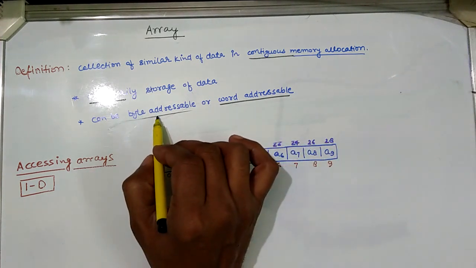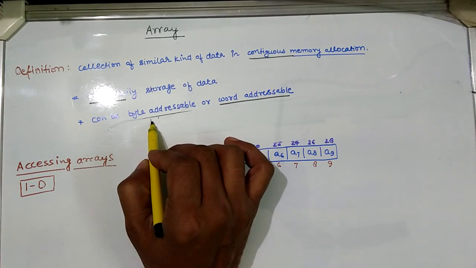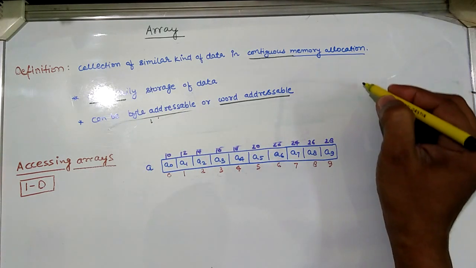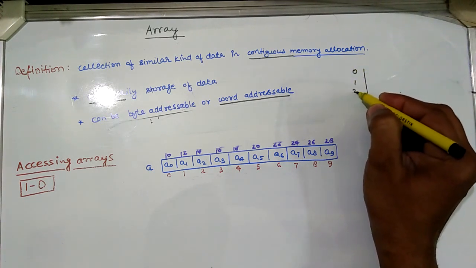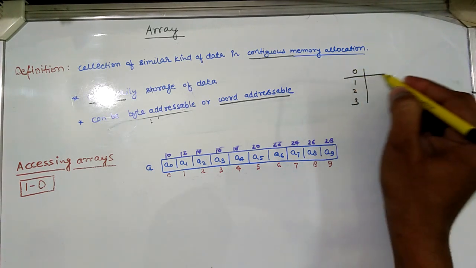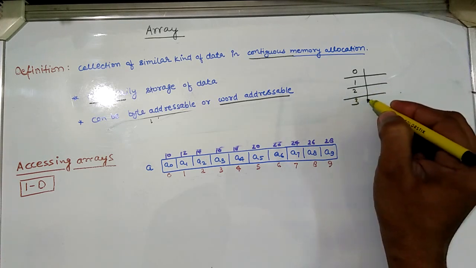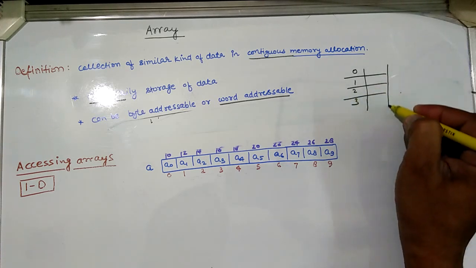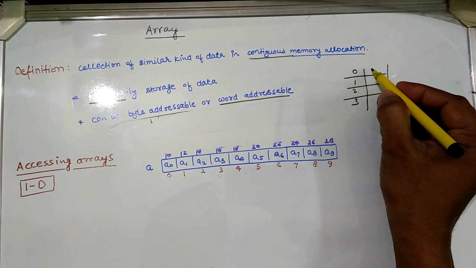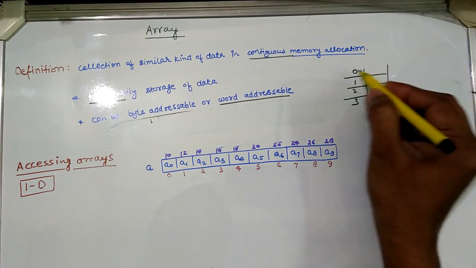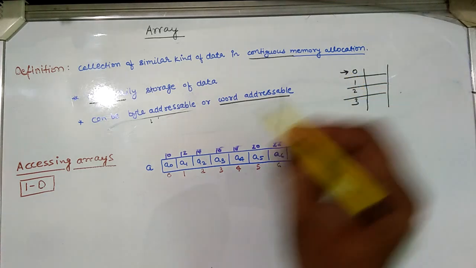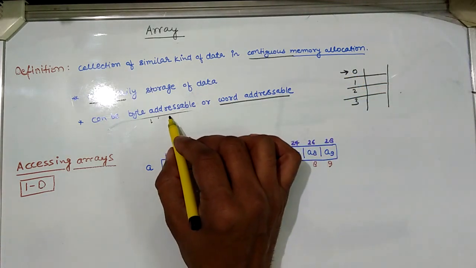If array is a byte addressable format, it means each byte has a unique address. So let's say we have an array with the four memory locations 0, 1, 2, 3. So 0 to 3, four memory locations are there. Each location will represent a byte, and this byte has a unique address here. This means it is byte addressable.